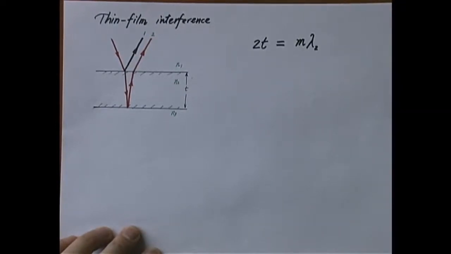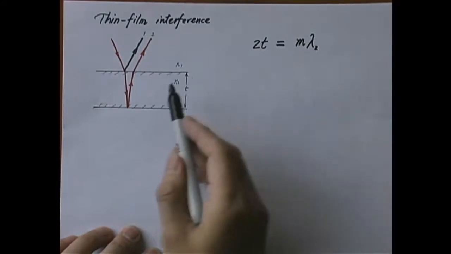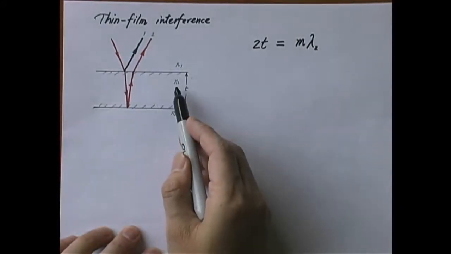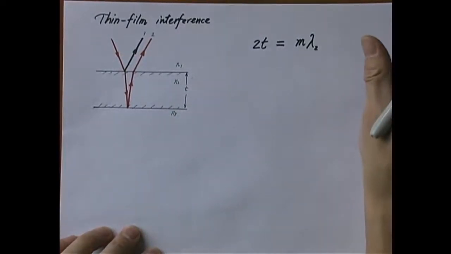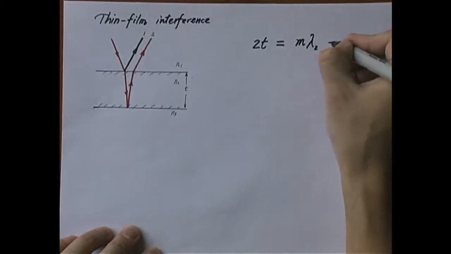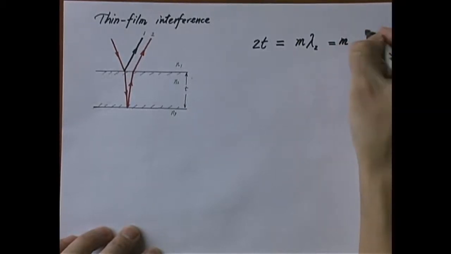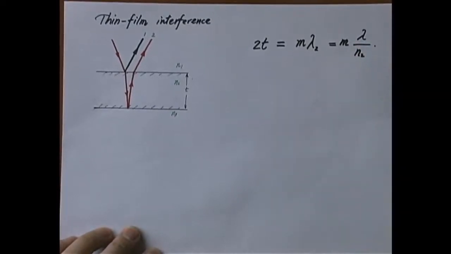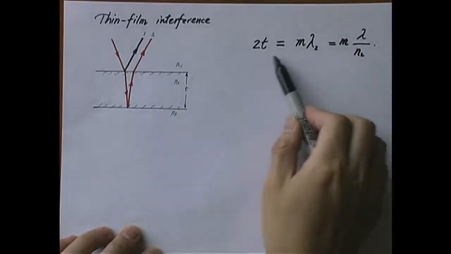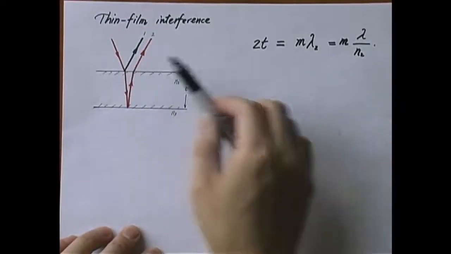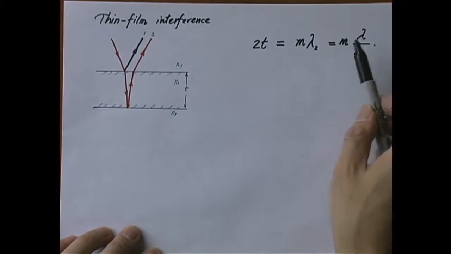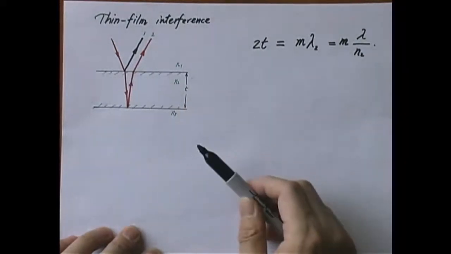Okay, suppose the wavelength in vacuum is called lambda, okay? Then what is the wavelength in the second medium with index of refraction n2? That would be lambda over n2, right? The wavelength is shorter because the wave travels slower, okay? So that'll be 2t equals m times lambda divided by n2. Okay, so under this circumstance, the second beam travels an extra distance 2t, which is equal to a multiple of wavelengths inside the second medium.